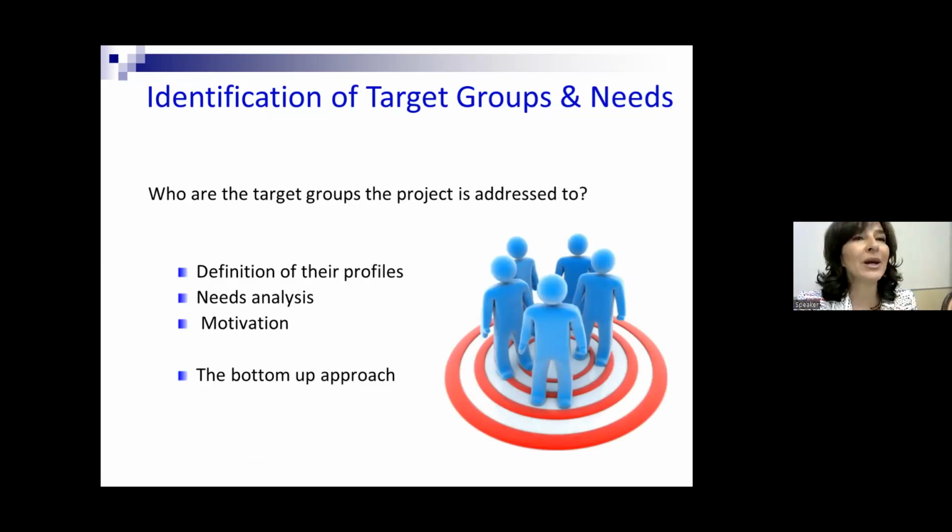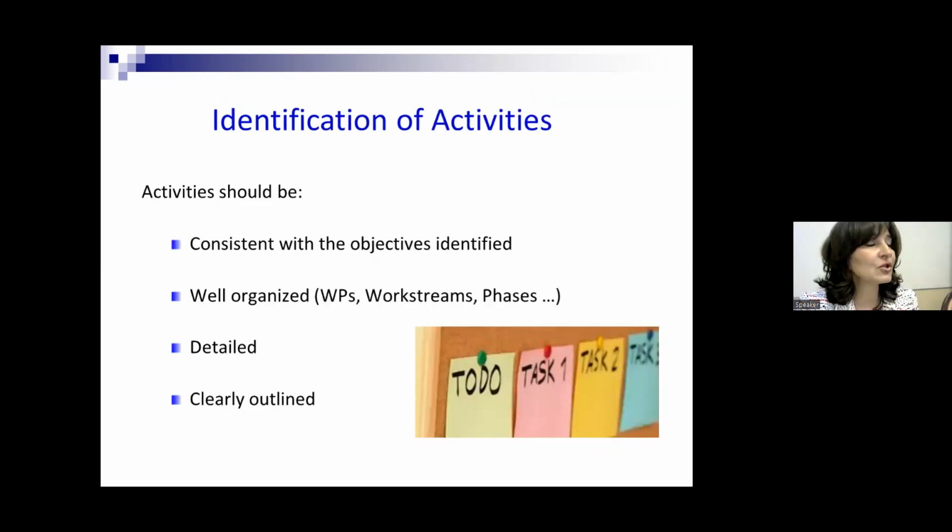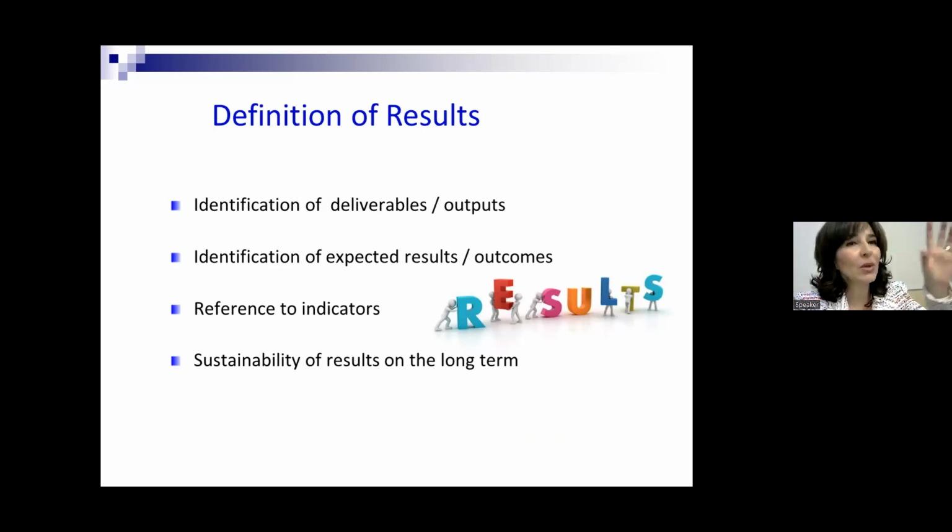Then the next step is to be aware of the needs of our target groups. So if our target groups are university lecturers for languages, it's important to be aware of their needs. Or if it is students, it's the same. And then we can define the objectives that must be consistent with the priorities of the program and the needs identified. They must be realistic and they must be clearly outlined in the project proposal. And then, of course, for each objective, we will identify the activities that are to be implemented in order to achieve these objectives. Usually, activities are organized in work packages, phases, work streams. And then we identify the expected deliverables and the expected results that will be produced before the end of the project lifecycle.